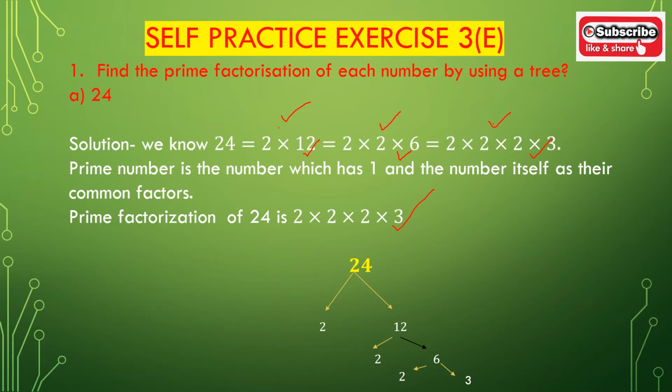So 24 is 2 multiplied with 12. Then 12 is 2 multiplied with 6. Then 6 is 2 multiplied with 3. This is the prime factor tree of the number 24.